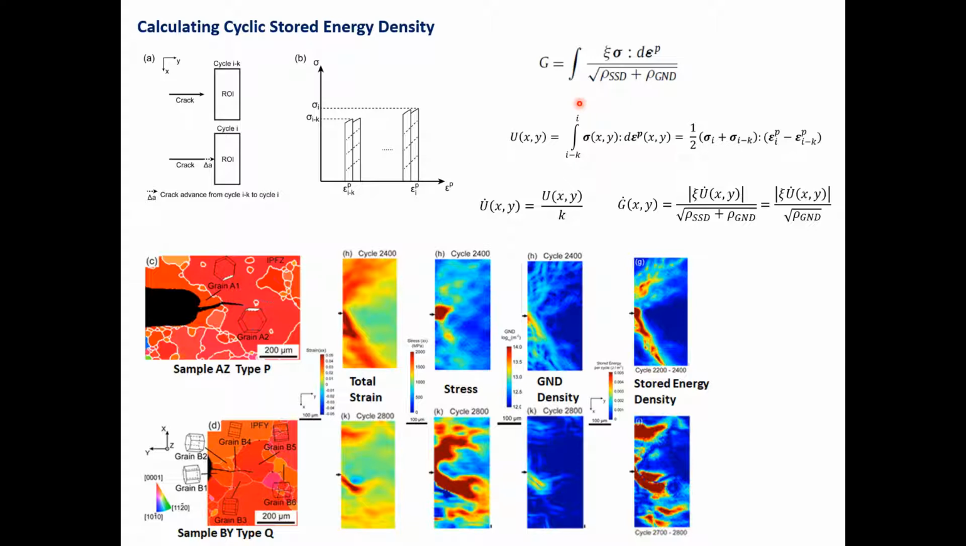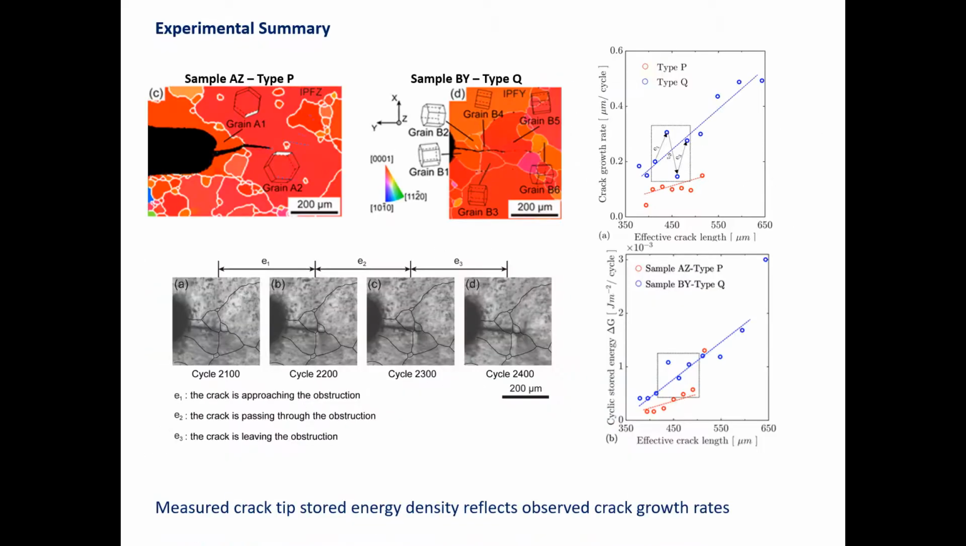And so that's what we're doing, but we convert it to a rate of growth and energy per unit area per cycle. And that's what I'm showing down here for the two differing types of polycrystal where the crack grows through, just snapshots. And we've got the total strain, we've got the stress, we've got the G&D density, and we can estimate what the stored energy density is ahead of the crack tip through the cycles. And I'm now going to summarize that and compare it with the growth data we had before.